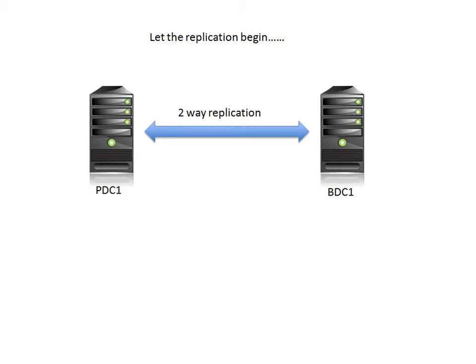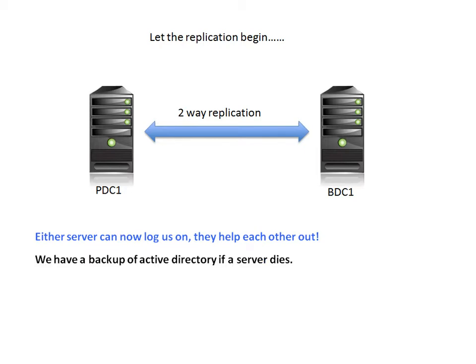So let the replication begin. We've got PDC1 and BDC1, and they can both replicate. They both replicate back and forth. Either server can now log us on, so they help each other out. So if there's a big rush of people logging on at the same time, PDC1 won't take all the strain, BDC1 will help out, and vice versa. We've got a backup of Active Directory if the server dies. So if PDC1 was to die, we can carry on with BDC1, we'd promote it to be the main domain controller, and we would just follow the steps to add another server to that domain.